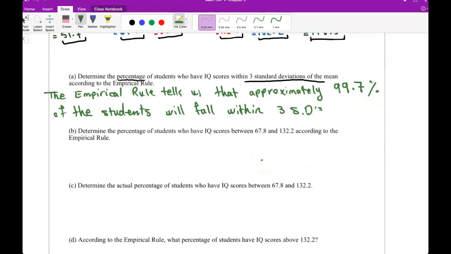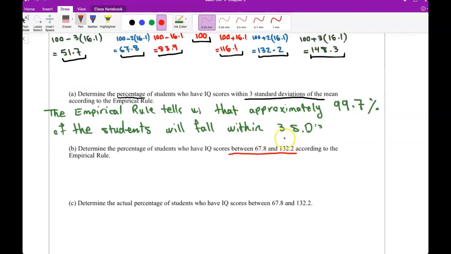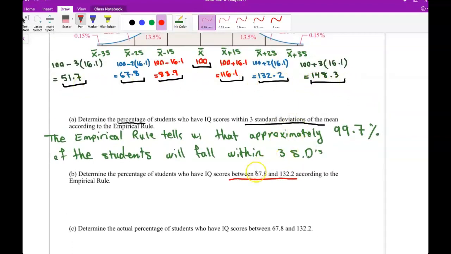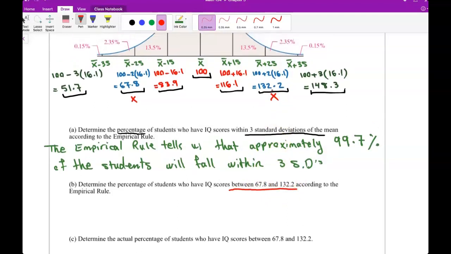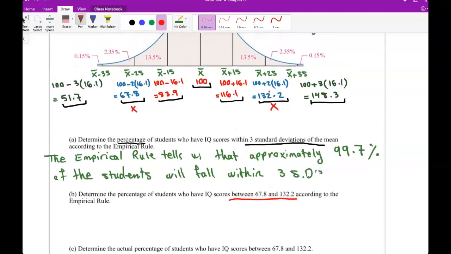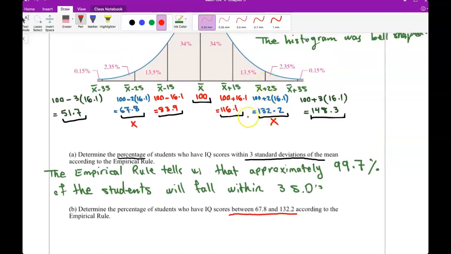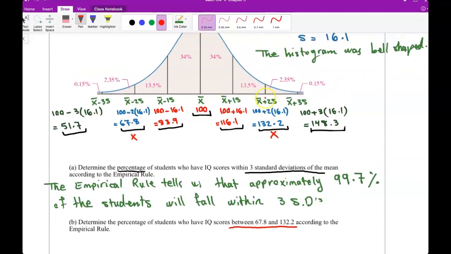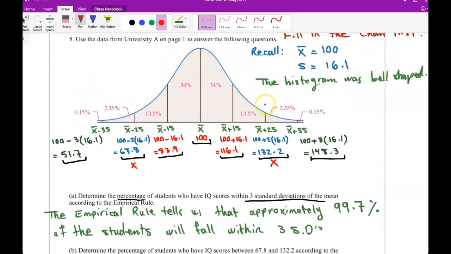Part B, determine the percentage of students who have IQ scores between, now we have between these two numbers, 67.8, 132.2. So we need to use these. Finding these two numbers on top. One is here, 67.8 is that one. And the other one, 132.2 is this part. Now based on that, we can see that these two are within 2 standard deviation.